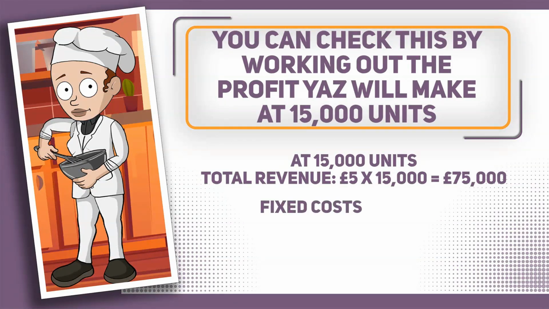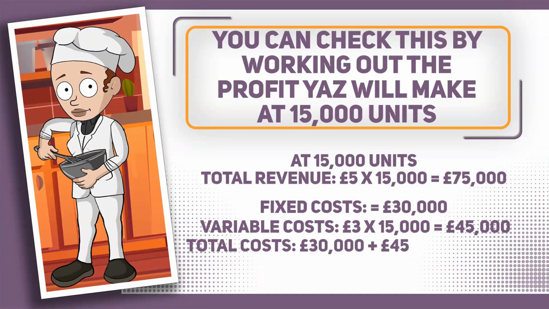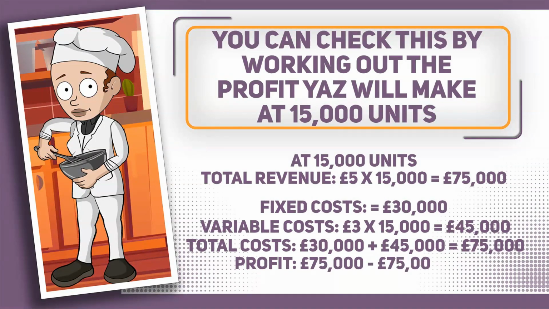We know that the fixed costs are £30,000. We know that the variable cost per jar is £3. So £3 times 15,000 cake jars comes to variable costs of £45,000. So the total costs here are 30,000 plus 45,000, which makes £75,000. So when we take £75,000 of sales revenue and £75,000 worth of costs, the profit equals £0, which is just what we were expecting.